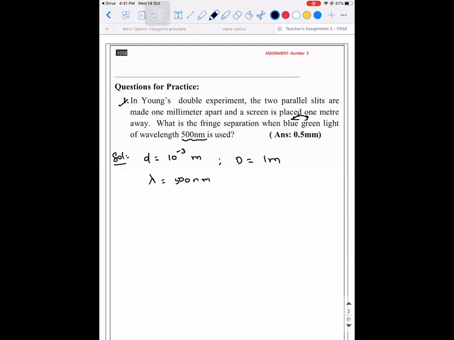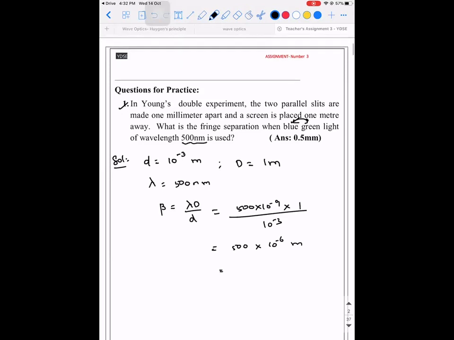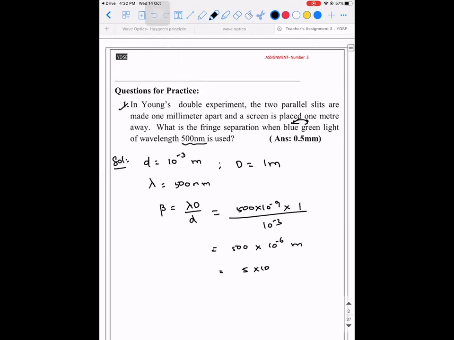What are we supposed to do? Beta, the fringe separation, is the fringe width. Beta is equal to lambda into capital D divided by small d, that is 500 into 10 power minus 9 into capital D, which is 1, divided by 10 power minus 3. So how much will it be? 500 into 10 power minus 6 meter, or 5 into 10 power minus 4 meter, that is 0.5 into 10 power minus 3 meter, which is 0.5 millimeter.